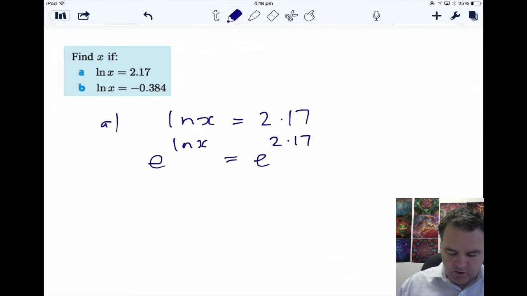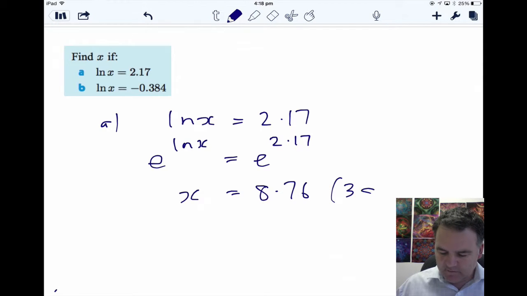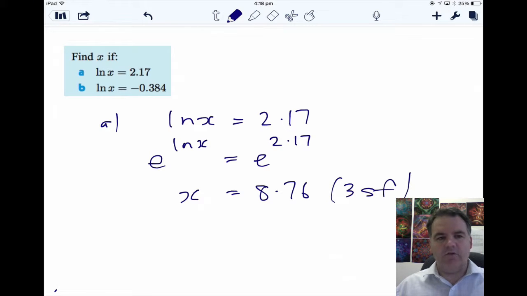Okay, now notice this thing here. e and ln are inverse functions, so this left-hand side we are just left with x. e to the power of 2.17, you're going to get out your trusty calculator. e to the power of 2.17 gives me 8.76, let's say. And that's to 3 significant figures. Okay, go ahead and do part B and write your answer in.